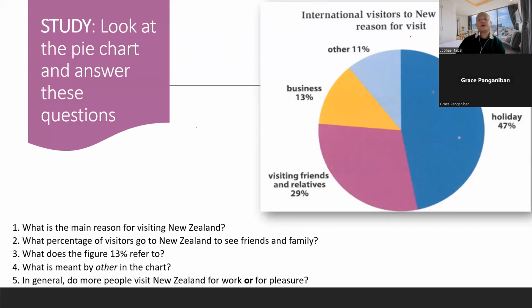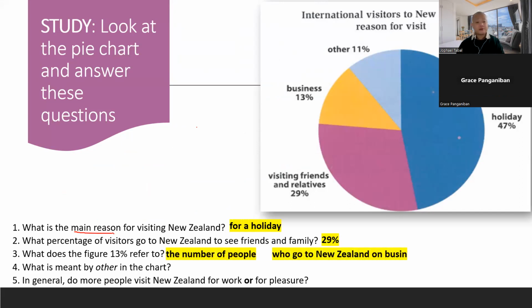For example here, what is the main reason for visiting New Zealand? That's for a holiday. And what percentage of visitors go to New Zealand to see friends and family? That's 100%. What does the figure 13% refer to? The number of people who go to New Zealand for business.